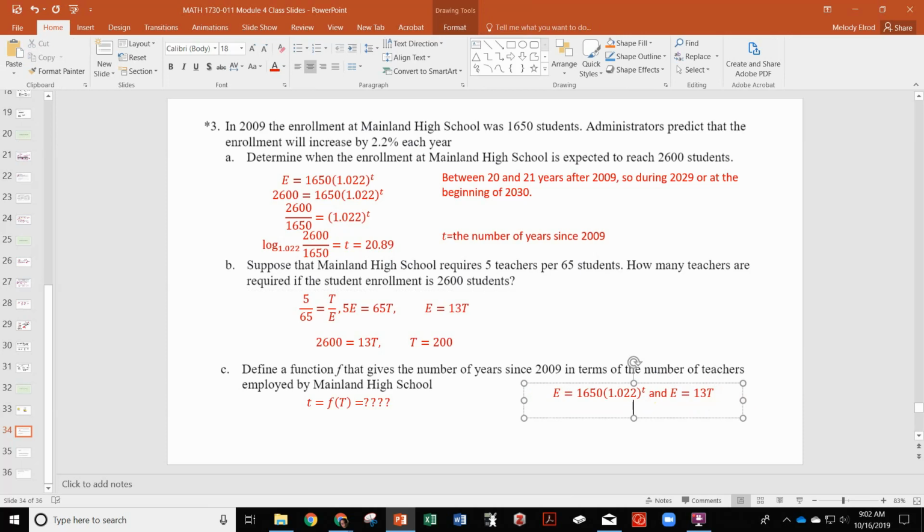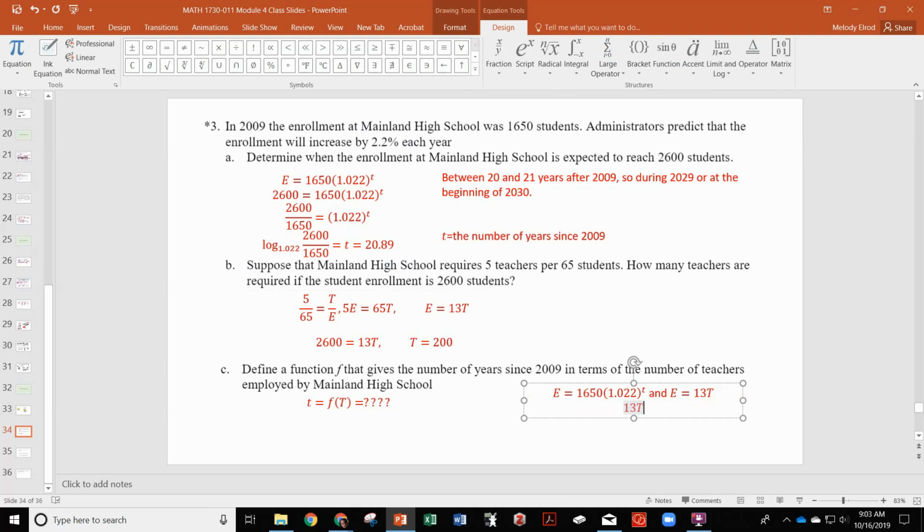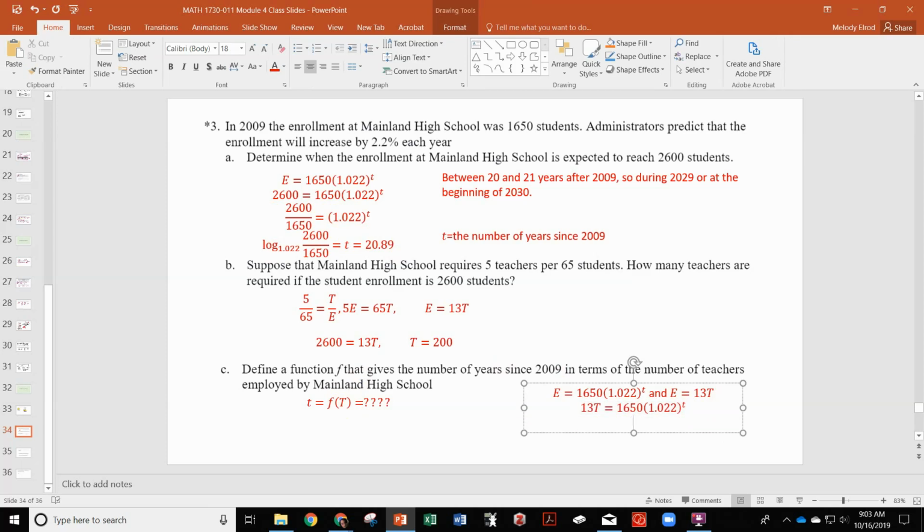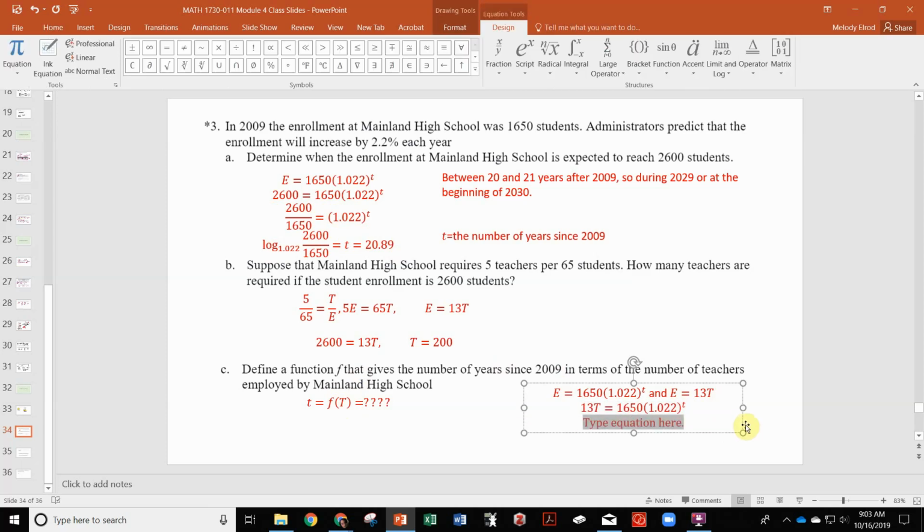So if we replace E with 13T, we have something that looks like this. We have 13T equal to 1650 times 1.022 raised to the t, little t, as opposed to big T. And we can solve this equation for t in order to find the rule that we want over here, in the same way that we solved this function up here. So we can go through and say, okay, let's divide both sides by 1650, just as we did before.